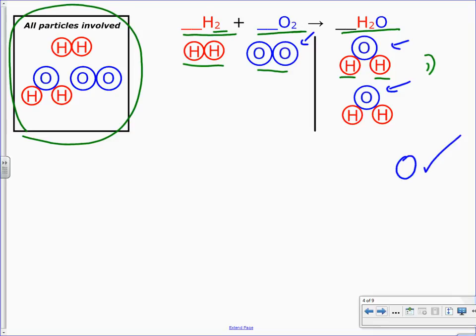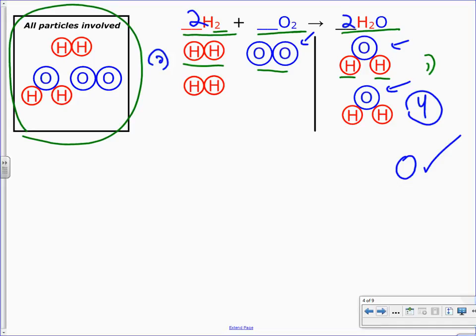Check. We look at the hydrogens, however, and there are a total of 4 hydrogens on the right and only 2 here. So to balance this, we're going to add in another molecule of H2. And since there are now 2 molecules of H2, we add a coefficient here, and we added in a second H2O, so we add a coefficient here.